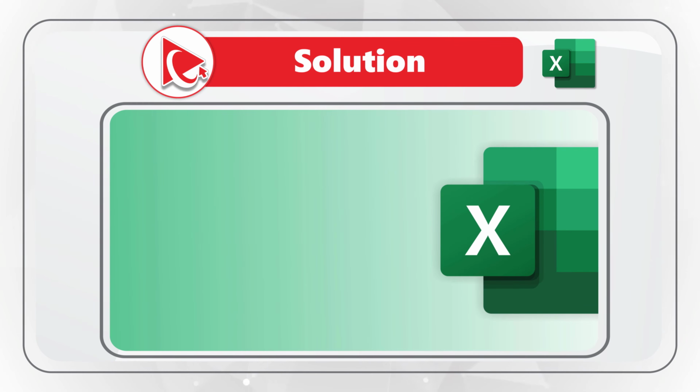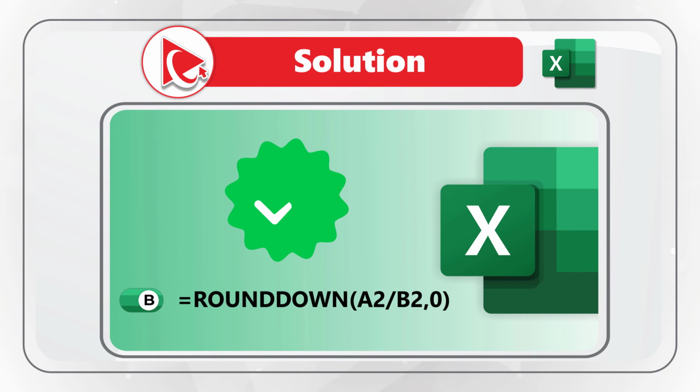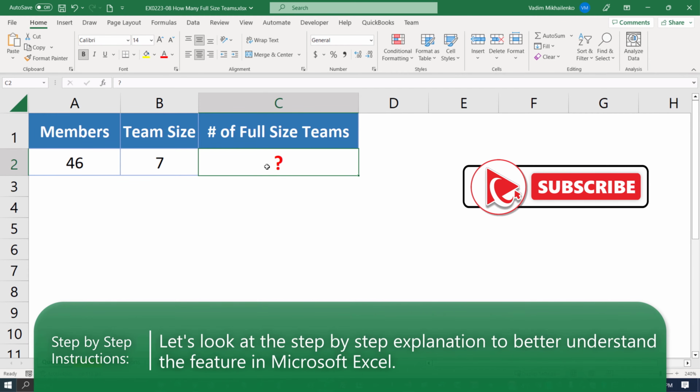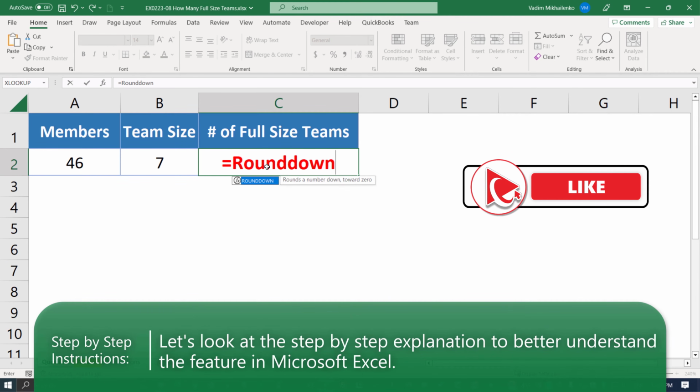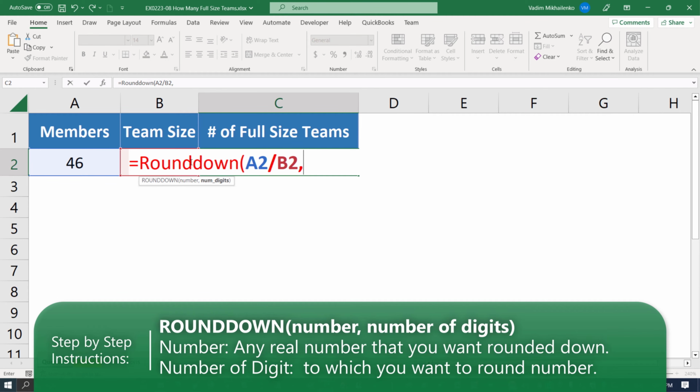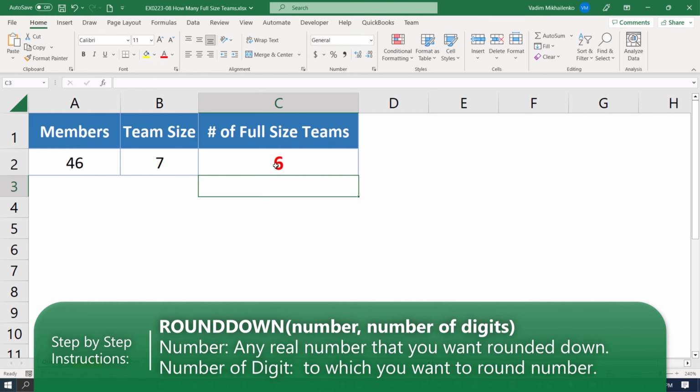I believe the correct answer here is choice B, ROUNDDOWN. And the reason is because to solve this challenge, we need to use an Excel formula which rounds the number down to the nearest integer. To simulate this scenario in Microsoft Excel, let's use the ROUNDDOWN formula. And you can see that it rounds a number down towards 0. And then let's supply arguments A2 divided by B2. And the second argument, which indicates how many digits we're rounding down to, would be 0. And then you see that the number of full-size teams is 6.